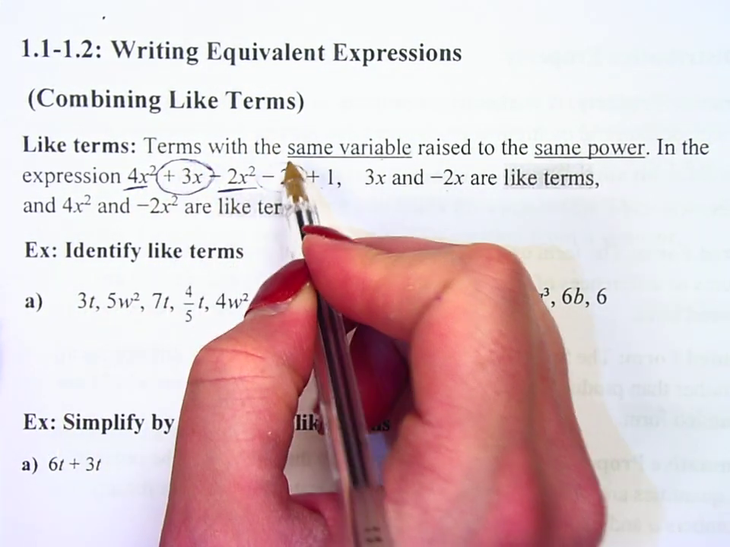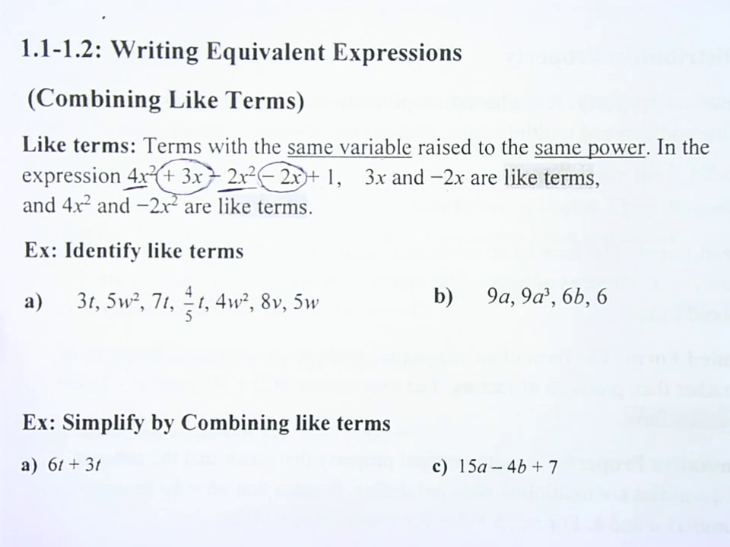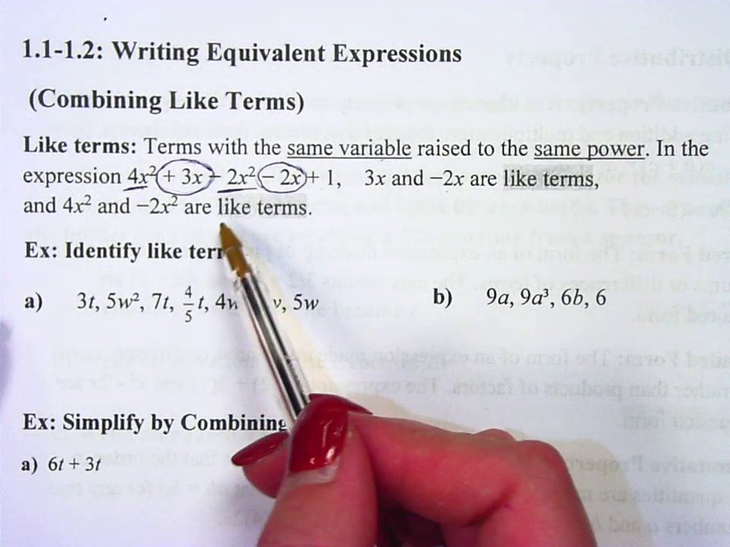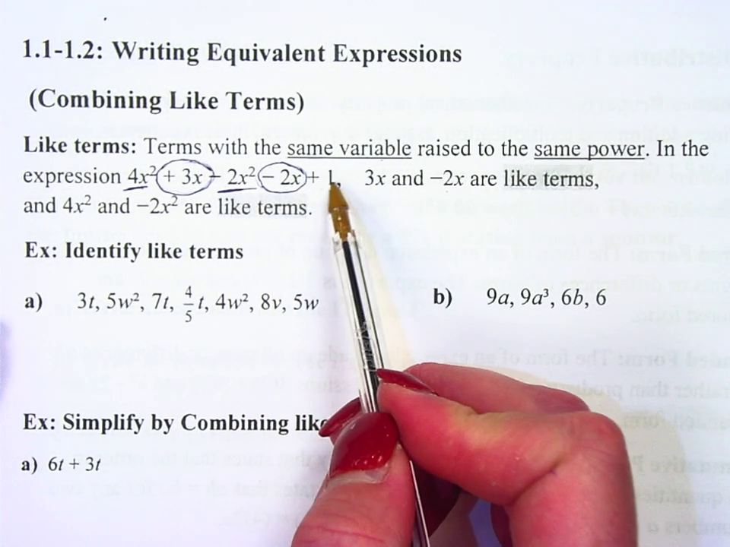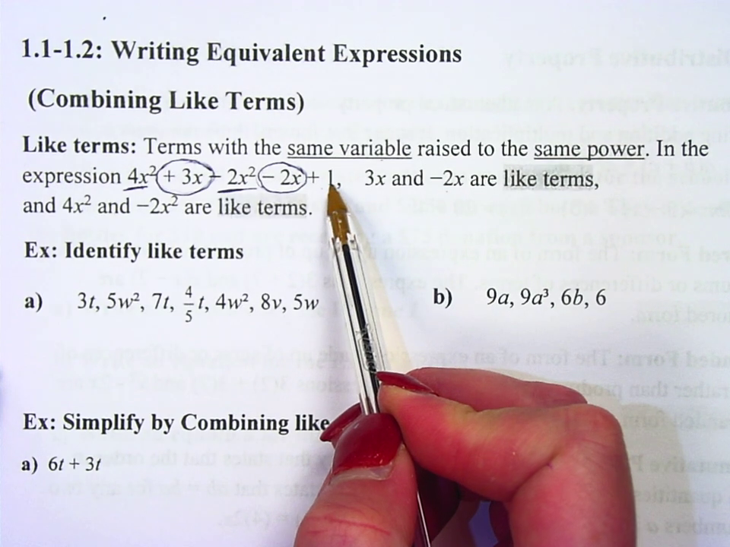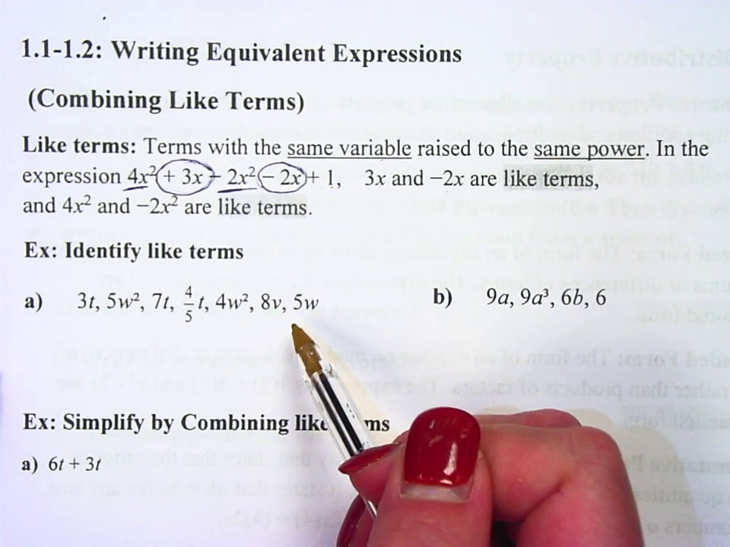So if you want to put a symbol or a key around it, that's what I do just to make sure that I don't leave anything out. So even though plus 1 does not have a like term, I would still copy it down for my final answer.